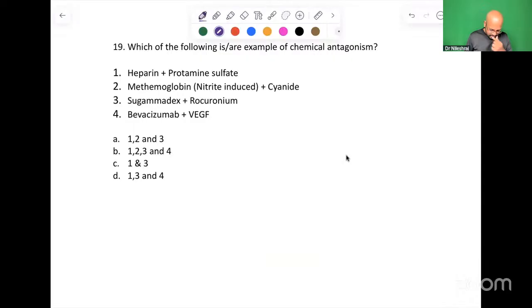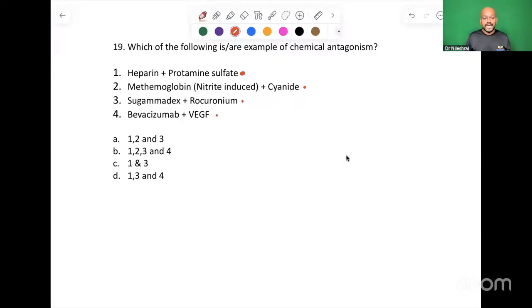We'll move to question number 19. Which of the following are examples of chemical antagonism? Heparin with protamine sulfate, nitrite-induced methemoglobin and cyanide, sugammadex and rocuronium, bevacizumab and VEGF, vascular endothelial growth factor.